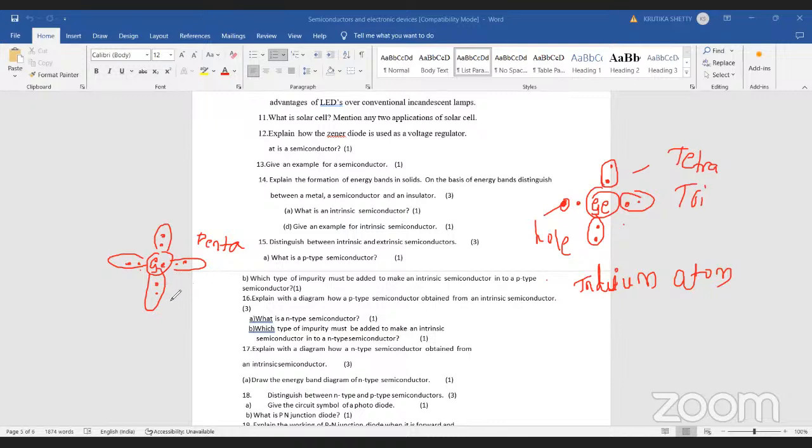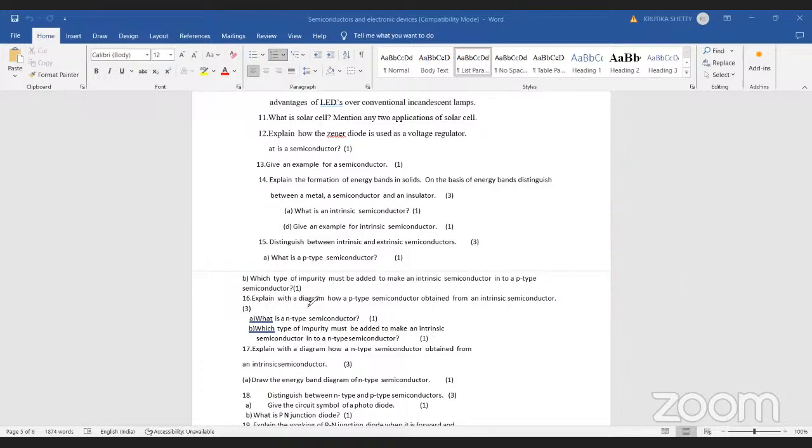That one atom, sorry, one electron, the valence electron, is causing the current even at 0 Kelvin. So this is in the case of p-type and n-type semiconductors. With the help of the diagram you can explain that.